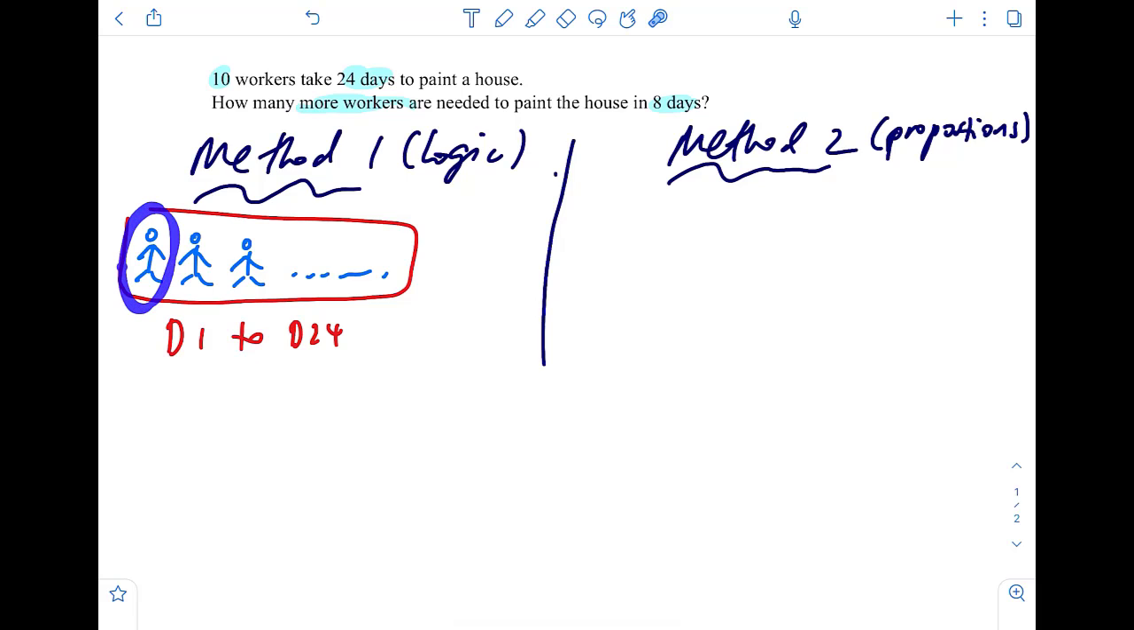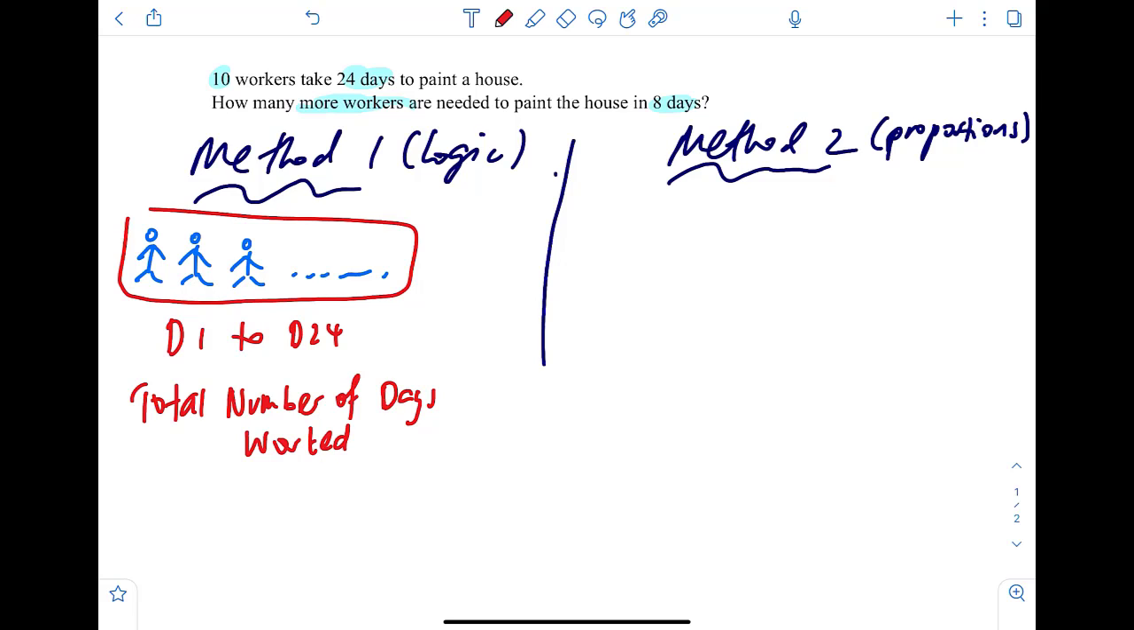One person needs to work 24 days. You need 10 of such people. So in total, the number of days worked, the total number of days needed, will be 10 times 24, right? Because each of them is working for 24 days. When you add up all their work, it will be 10 times 24, which is 240 days in total to paint just one house.